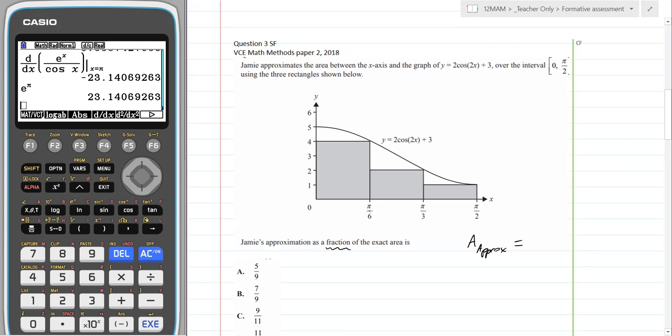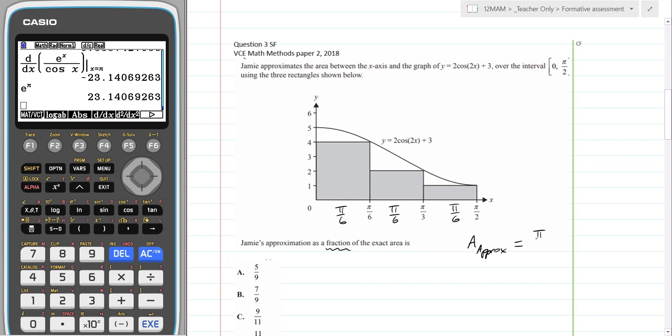So I've got 0 to pi on 6, which gives me a width of pi on 6, and I can see these widths are the same. If you're familiar with those pi on fractions, you'll know that gap. So I get basically pi on 6 times 4 plus pi on 6 times 2 plus pi on 6 times 1. I probably wouldn't even write that out. There's 4 of them, there's 2 of them, there's 1 of them, so there are 7 of them in total. 7 pi on 6 is the approximation.